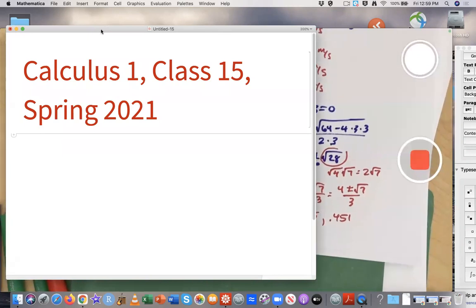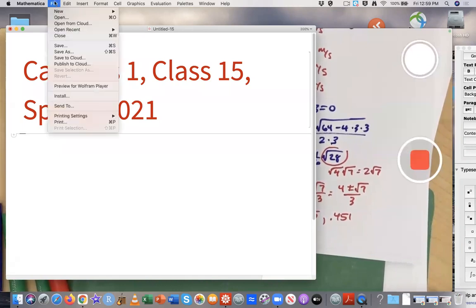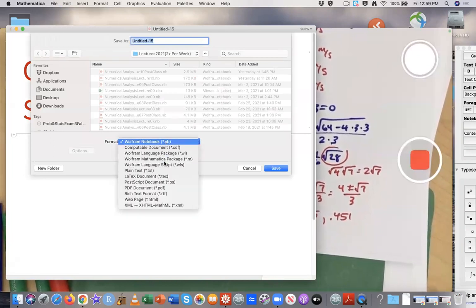In some form, I'll have you turn this in. Maybe as a PDF file, just because that'll make it easier to look at on Moodle. You can save mathematical files as PDFs. You can do a save as, and you can convert it to a PDF. Okay, and that would be a nicer way to upload it onto Moodle.